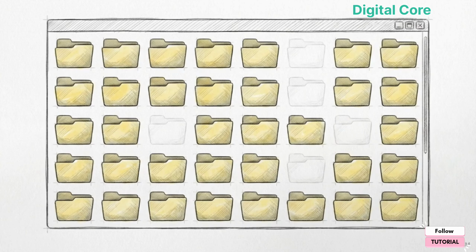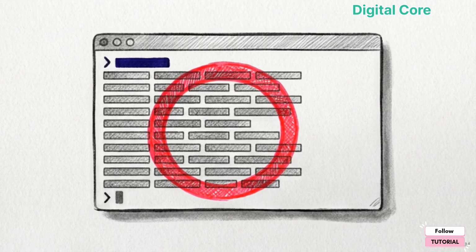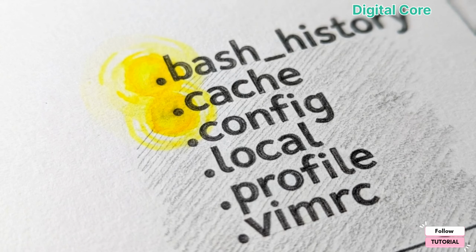Your system contains files that are hidden by default. To expose them, add the A flag by typing ls space -a. In Linux, hidden files are denoted by a starting period, such as .bash_history or .cache.